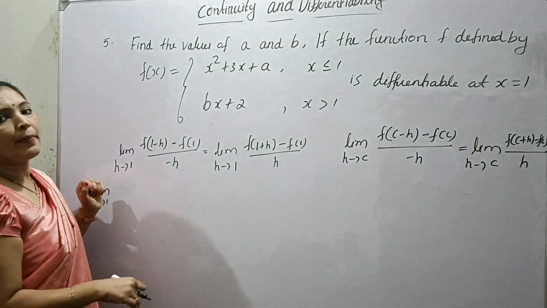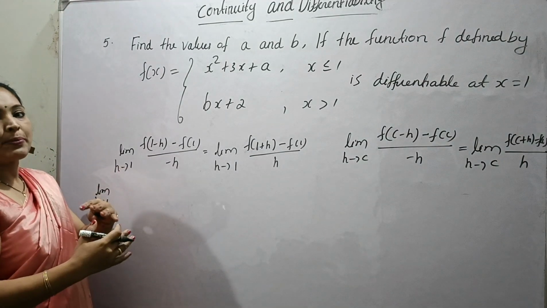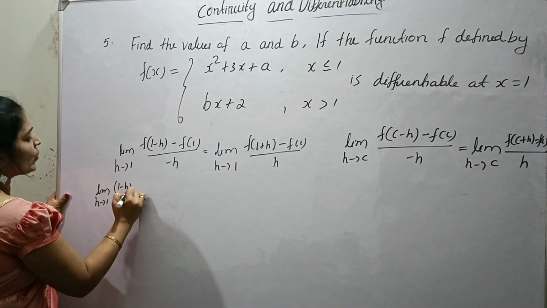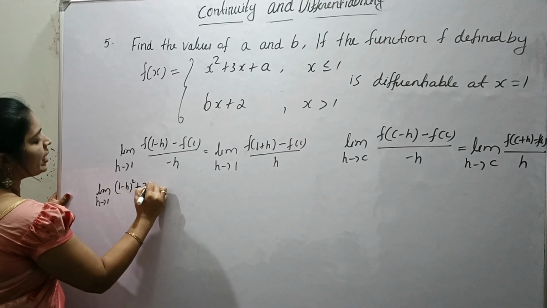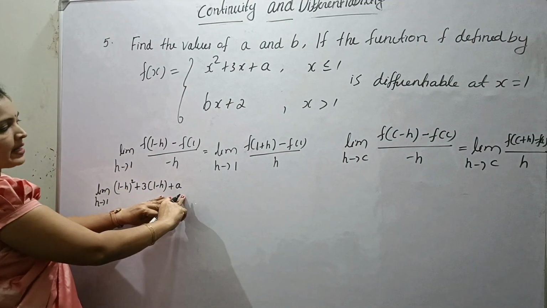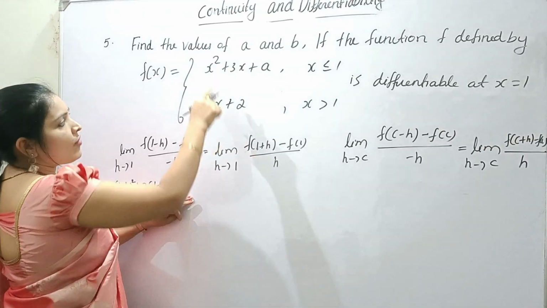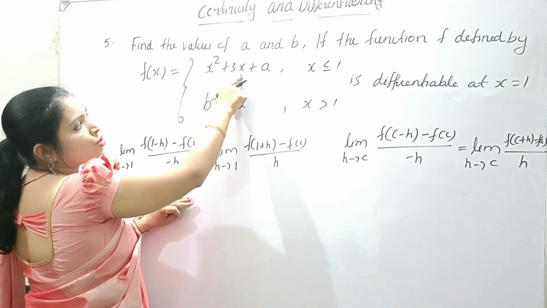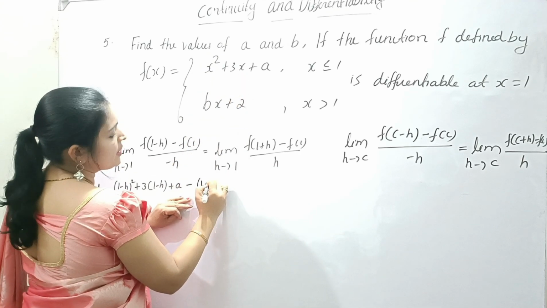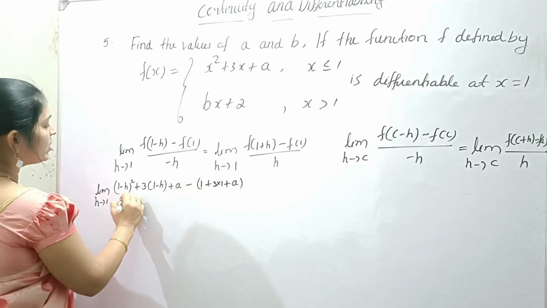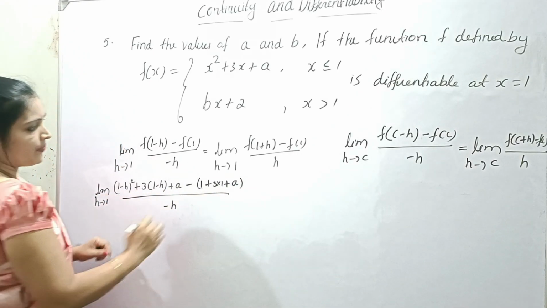Then what is f of 1 minus h? Replace x by 1 minus h. Okay. 1 minus h whole square plus 3 into 1 minus h plus a. It is f of 1 minus h minus f of 1. Substitute 1: 1 square plus 3 into 1 plus a, divided by minus h.